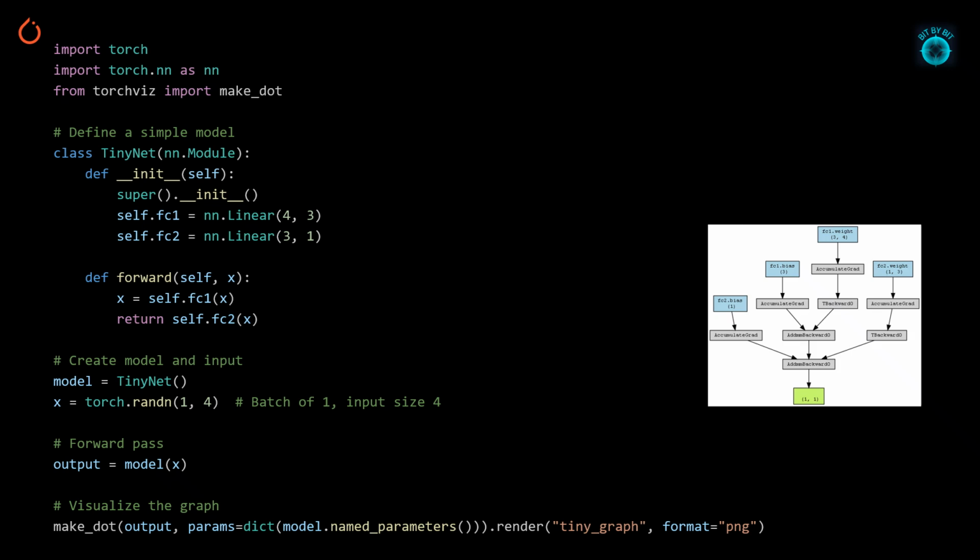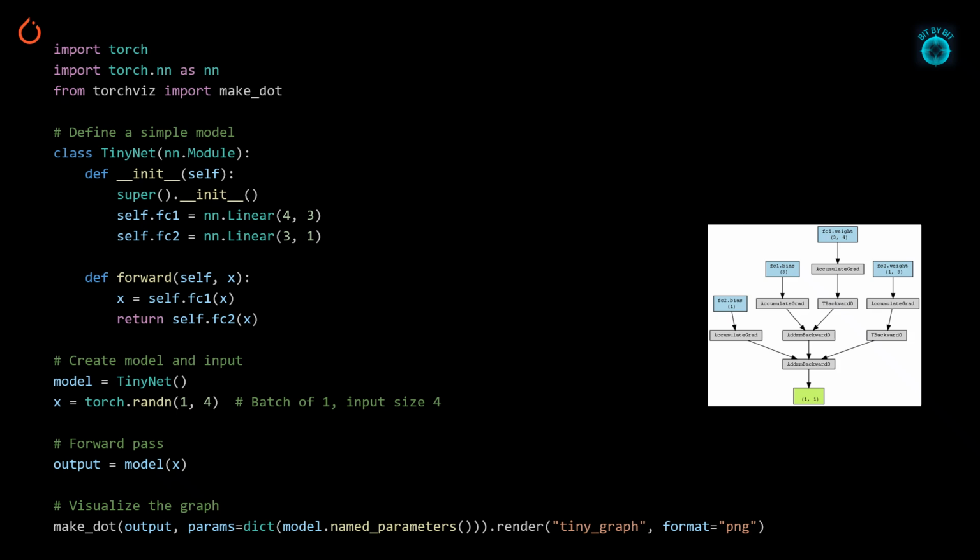We create a random input tensor with shape 1 by 4 and run it through the model. Then we call make_dot and pass in the output of the model, along with the model's named parameters. We render the graph to a file named tinygraph.png. This generates a visual diagram of the computation graph, which helps you debug how tensors and operations are connected inside your model. This method is especially useful in complex models like transformers, where tracing the flow manually is hard.